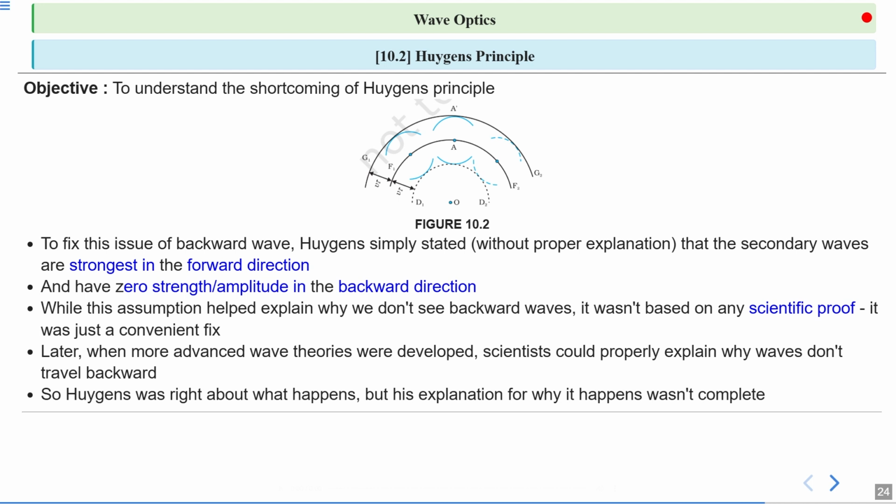As we progressed in our understanding of wave optics, we were able to provide a more scientifically robust explanation for wave propagation.